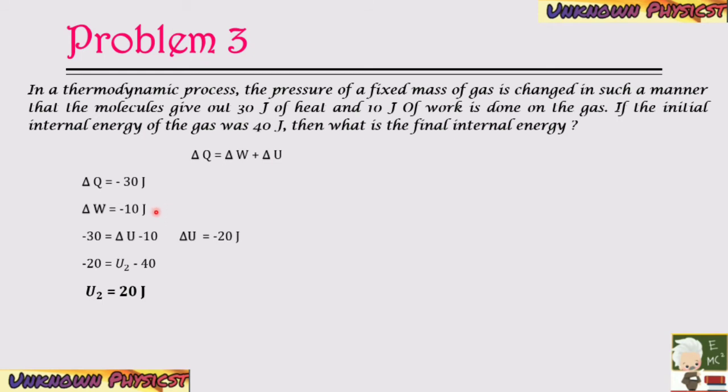Why? Because the work is done on the gas, that is, work is done on the system, so it is negative. So by substituting the values, you will get delta U as minus 20 joule. And delta U is U2 minus U1. Your U1 is 40 joule. By substituting it, you will get your final internal energy as 20 joules.